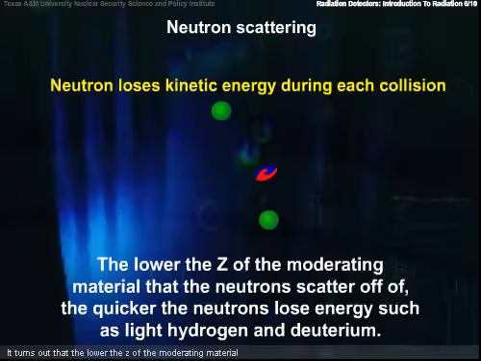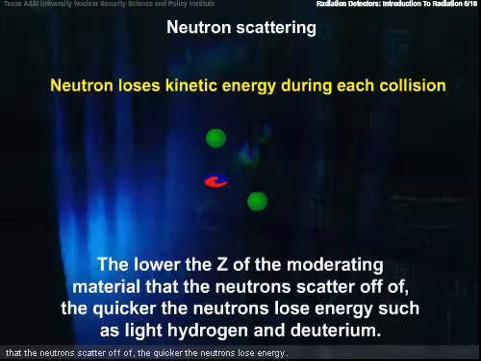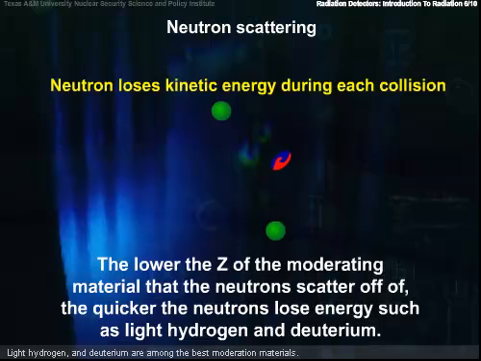It turns out that the lower the Z of the moderating material that the neutrons scatter off, the quicker neutrons lose energy. Light hydrogen and deuterium are among the best moderating materials.